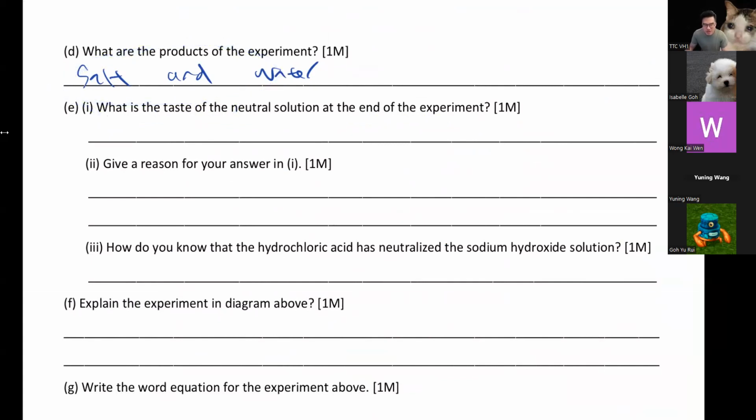It's not acidic already, so it's not sour. It is not alkaline, not bitter. So it should taste, yes, salty. Salty. Give a reason for your answer, because salt is produced. We produce salt when we neutralize.